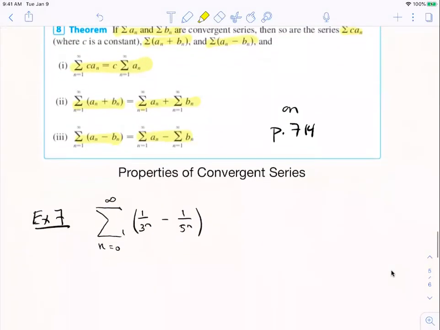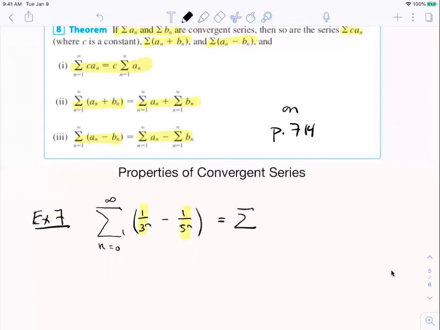So let's just end with one example. Here I've written a series, sum from 0 to infinity. It has a difference of two terms, so it kind of looks like property 3 there. So if I just think of them one at a time, the sum from 0 to infinity of 1 over 3 to the n, that's a convergent geometric series. Common ratio is 1/3. The sum of 1 over 5 to the n, that's also a convergent geometric series, yeah? So this property 3 up there says that this series converges.